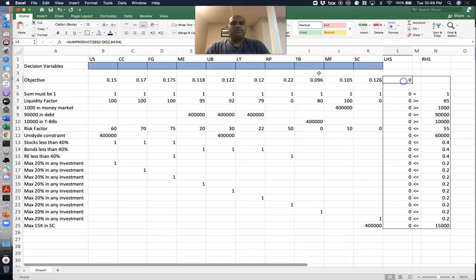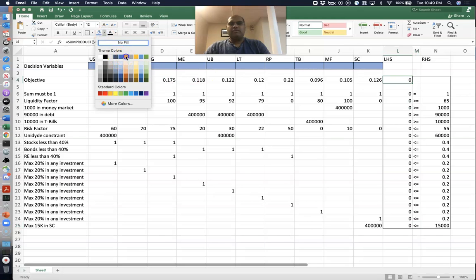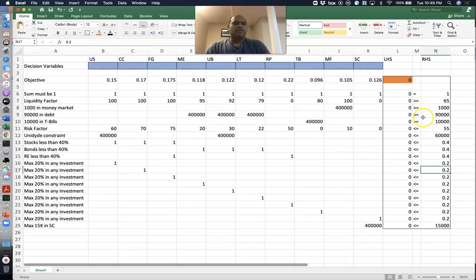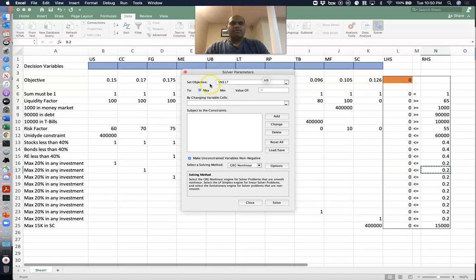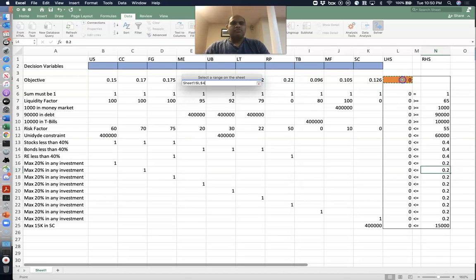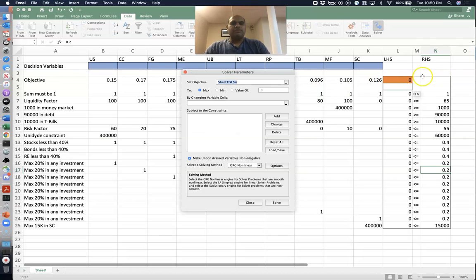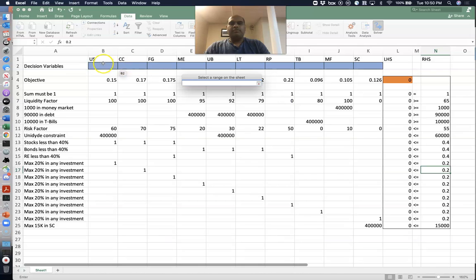And there you go. This is where our problem is basically housed. This is where we have the objective, and these are all our constraints. Our decision variables are here, of course. So let's put this into the solver. First, the objective is to maximize. That's where our objective is, L4. You want to maximize the objective, so that's good. The decision variables are right here: changing variable cells B2 to K2.